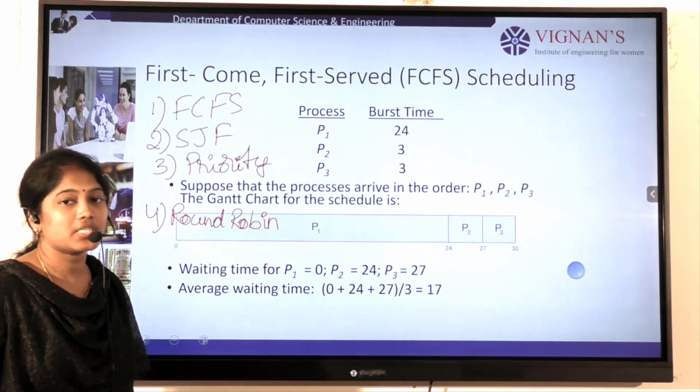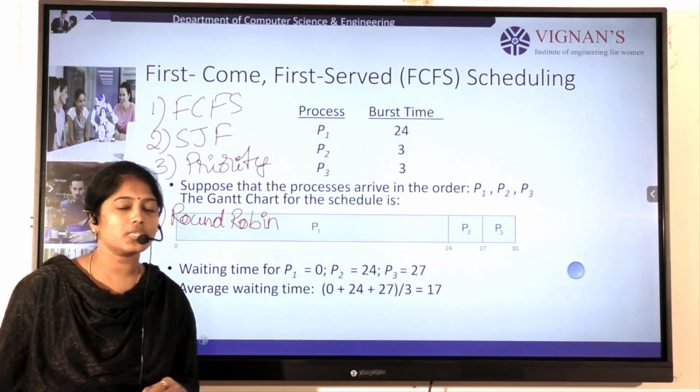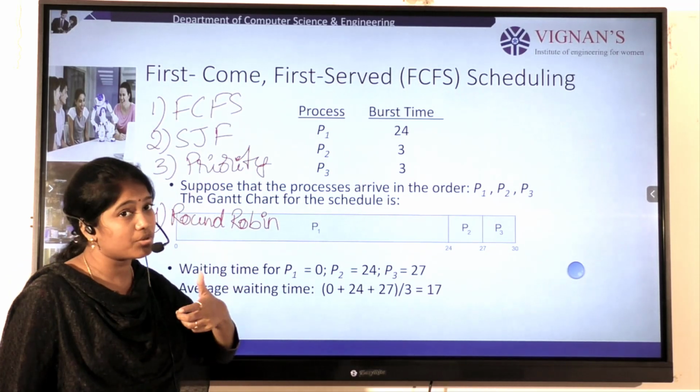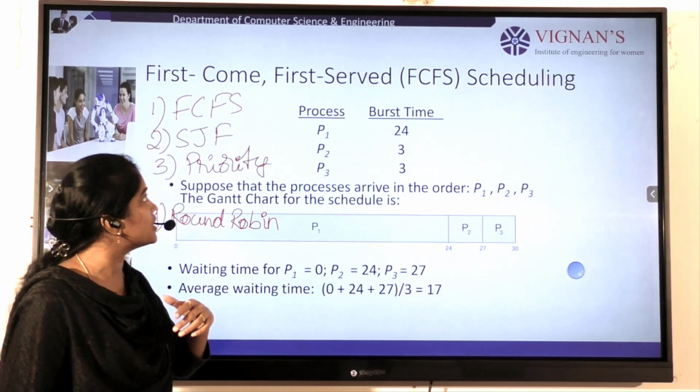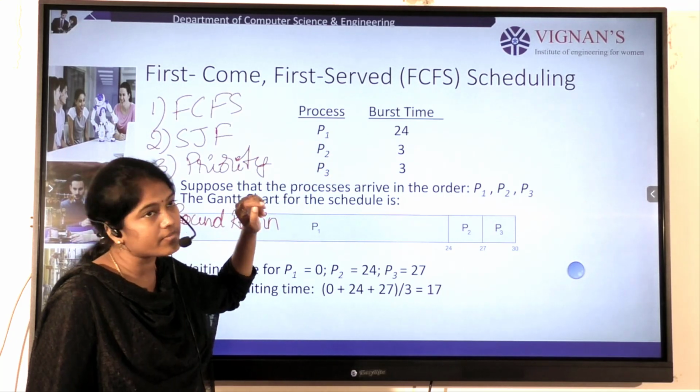First one, FCFS. FCFS means first come first serve scheduling algorithm. All the processes reside in the ready queue. Whenever a process is ready for execution, that process will be allotted to the CPU. So that is the first come first serve algorithm. This is an example for first come first serve algorithm.